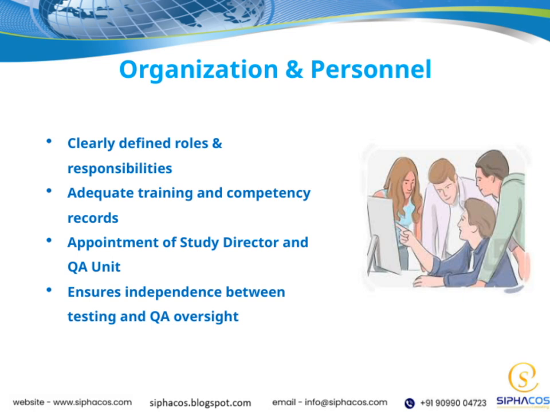We also need to appoint a dedicated study director and QA unit. The study director is responsible for the overall conduct of the study, while the QA unit oversees quality assurance activities. Importantly, these roles are structured to ensure independence between testing activities and QA oversight, which is vital for maintaining objectivity and integrity. All of these elements, clear roles, proper training, and independent oversight, work together to create a robust and reliable organization that supports our overall quality objectives.